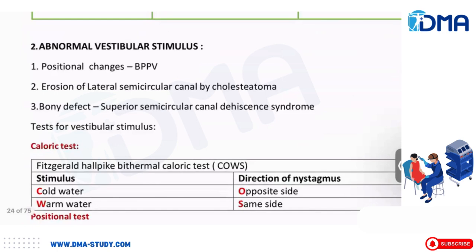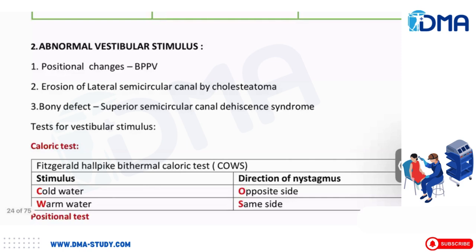Vertigo can happen in three ways. First, abnormal head movements can cause vertigo. You are going in a bus, sudden stoppage of the bus. You're going in a lift, sudden stoppage of the lift. You're going on a roller coaster and getting out. These are all normal physiological vertigo and nystagmus. All of us will experience them.